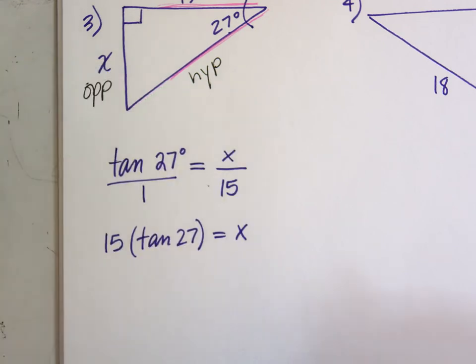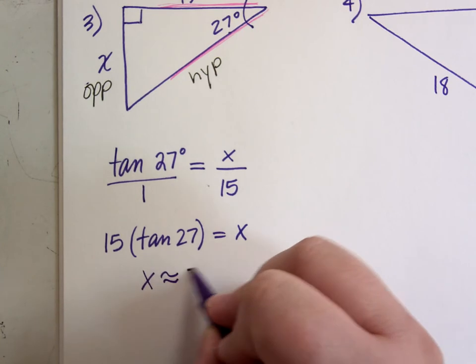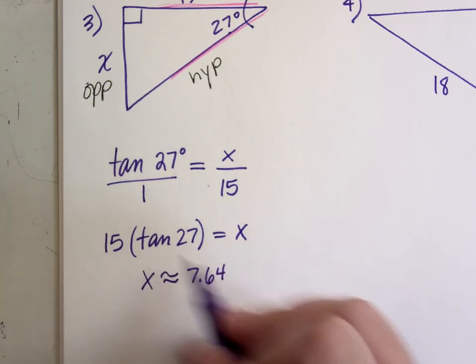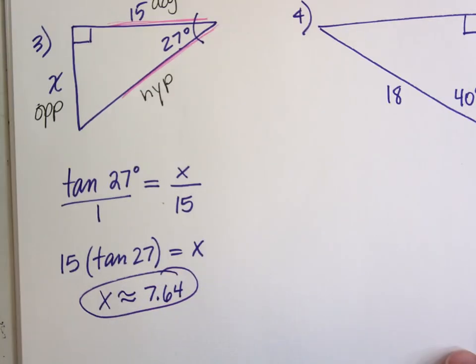Okay? So we got 7.64, x is about 7.64. The squiggles indicate approximately equal to, because we rounded. It's not exact anymore once we've rounded. That's finding a missing side length using sine, cosine, or tangent.